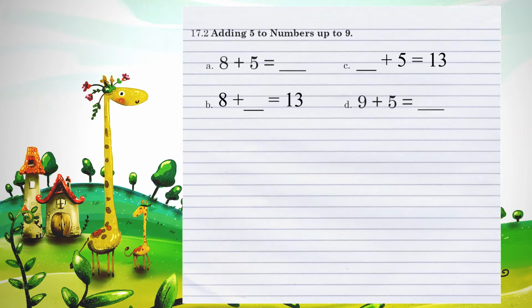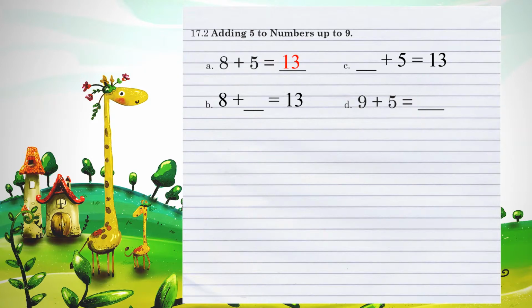Unit 17.2, adding 5 to numbers up to 9. Let's look at example A. 8 plus 5. Again, we have to count forward 5 spots. So if we start with 8, we have 9, 10, 11, 12, 13. So 8 plus 5 is 13.